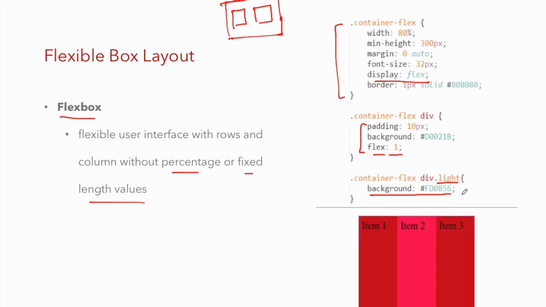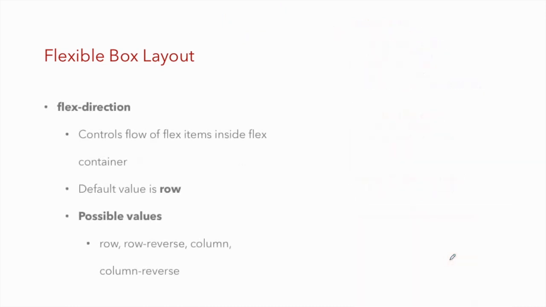We can see that to most of the divs the flex 1 property has been applied. The outside container has display type flex, and it has created these three flexible boxes. Just for this div, because we have added the class light, it has displayed the background in a different color. So this is how flexbox works, but let us dwell on more properties.